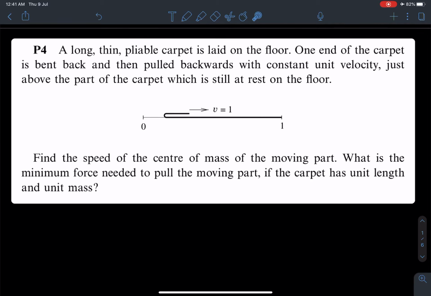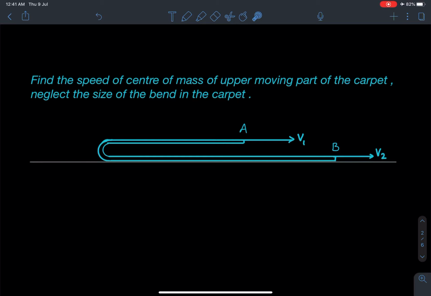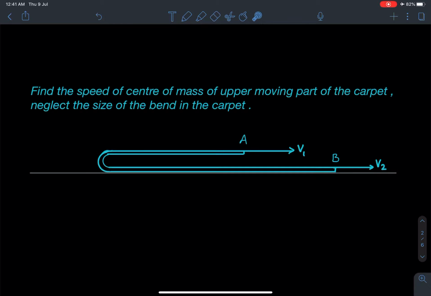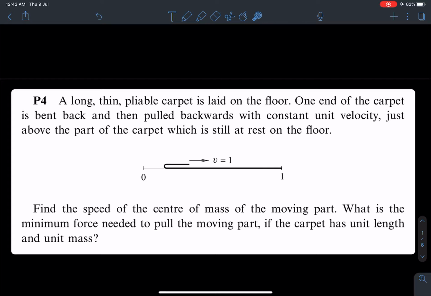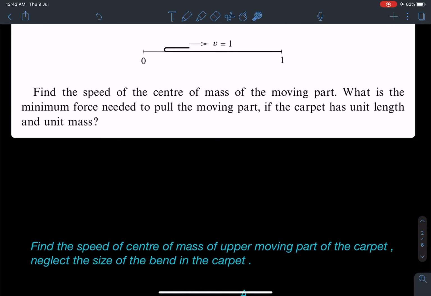So let's start, and I have modified this problem slightly, and the modified part we are going to solve today. As you can see here, it is the same problem, but here in the carpet, the upper point is moving with velocity v1 and the lower end is also moving with velocity v2. So the question is: find the speed of center of mass of the upper moving part of the carpet, neglect the size of the bend in the carpet. So we have to ignore this size. However, in the original problem they are not using this term, that neglect this bend, but we have to take that assumption in order to solve this problem.